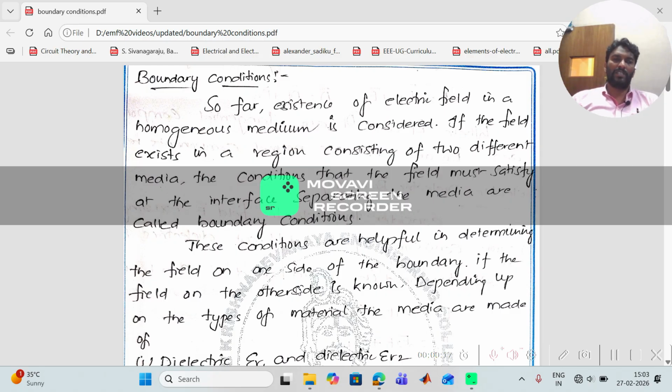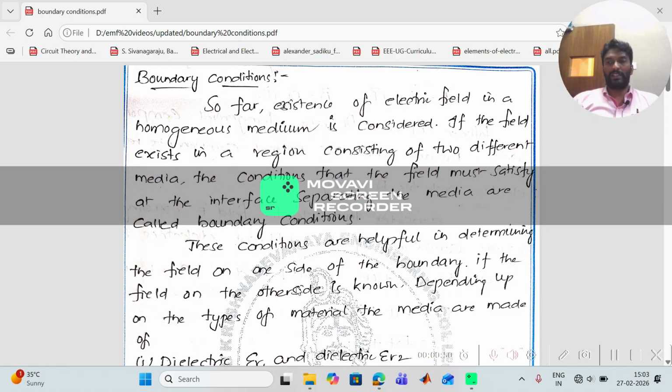Today, we are discussing boundary conditions. As you know, Maxwell's equations tell us how fields behave in space. Boundary conditions tell us how those fields behave at surfaces. We now know how electromagnetic fields are generated, but what happens when these fields encounter a boundary between two materials? That is where boundary conditions come into the picture.